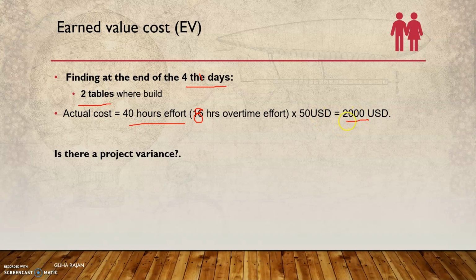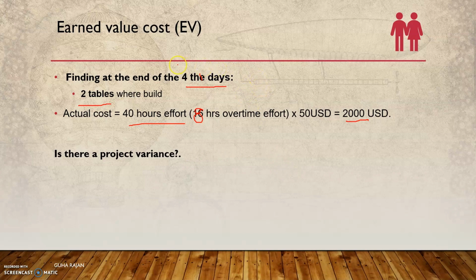So you have the actual cost of 2000 USD. If you ask, the plan is 32 hours, it should be 32 into 50 is what it should be, the plan. So what needs to happen is there a project variance? You need to find out what is the planned value, what is the actual, what is the earned value.